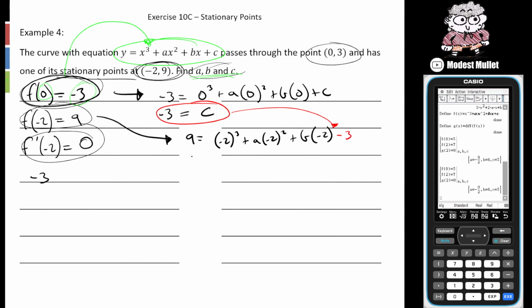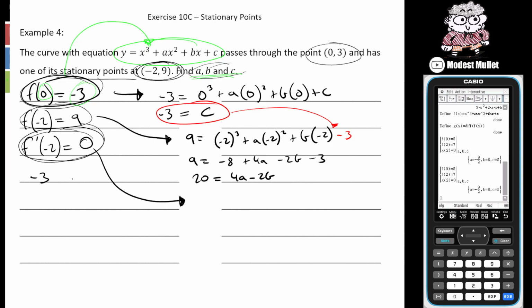And then I get to simplify that: that's -8 plus 4a minus 2b minus 3. Add the 8 is 17, take away 3. No, add the 3, 7 is 20. You get 20 is equal to 4a take away 2b. So there's an equation. Now we substitute in this point.